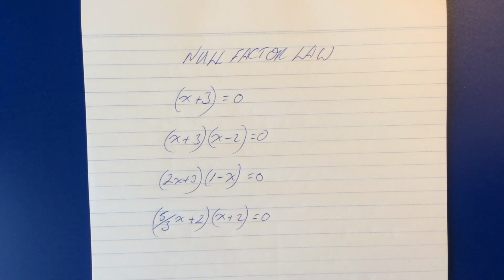Well, null factor law states that if the product of two numbers is 0, then either or both of the two numbers is 0. It's also known as the zero product property. Well, I don't know if that's helpful, but it's a definition anyway. Right, so what do we do?